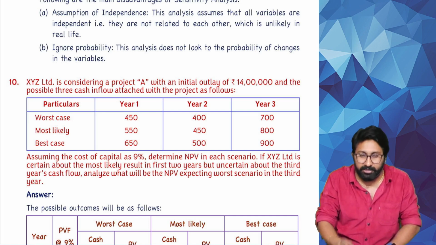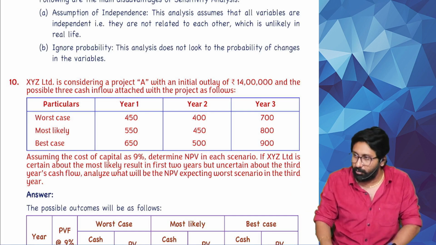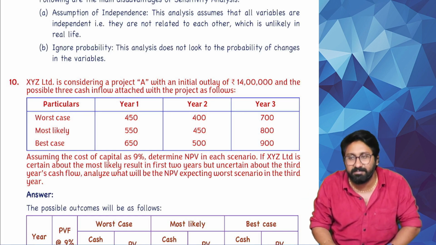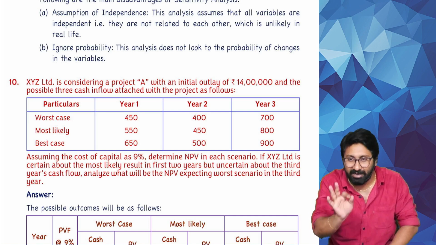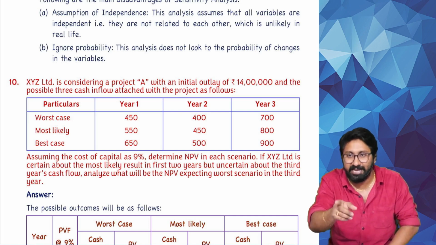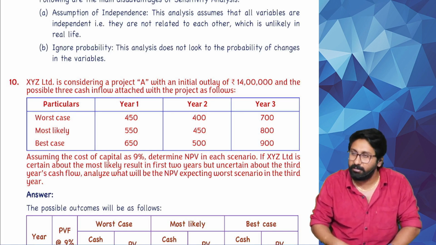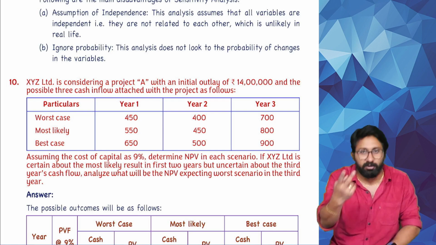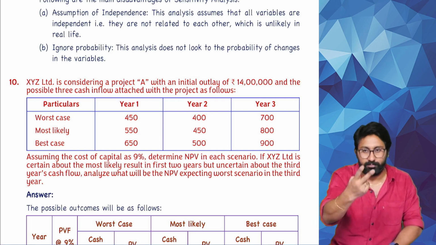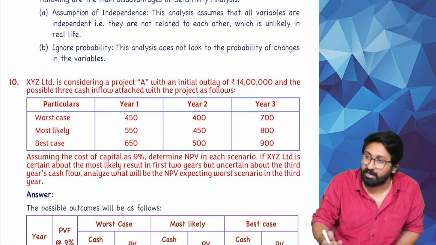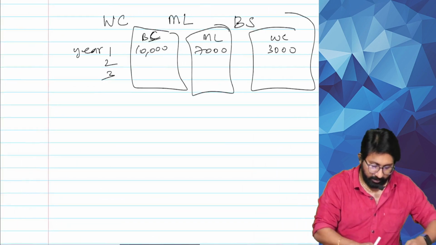Or you estimated the worst case and most likely, and in both cases negative NPV is coming. What does it mean? You will survive only if the best case occurs as per your estimate. Will the best case always happen? Then don't take up the project. At least your NPV should be positive in two cases to accept the project. Understood the point or not, everyone? Shall we start doing it? Okay.